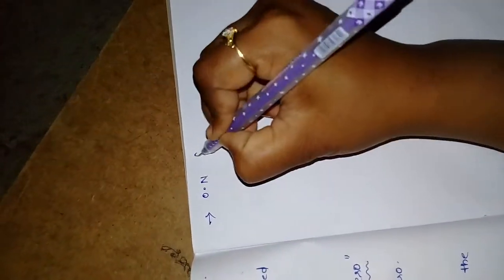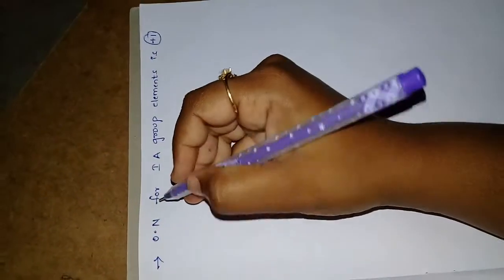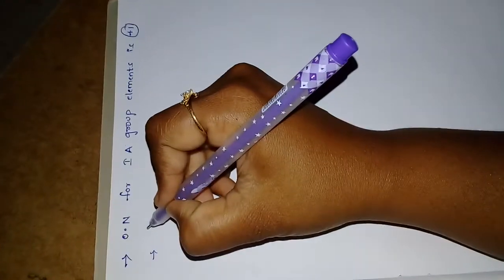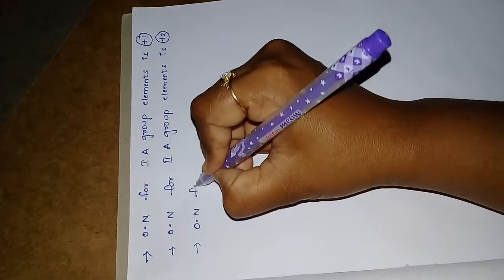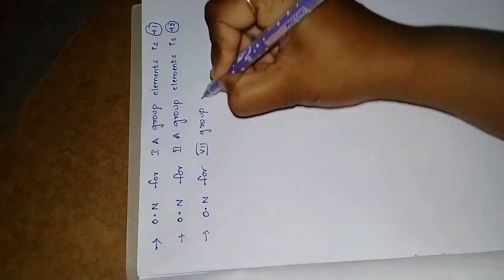So next rule: oxidation number for first A group elements is +1, and oxidation number for second A group elements is +2, and oxidation number for seventh group elements is -1.